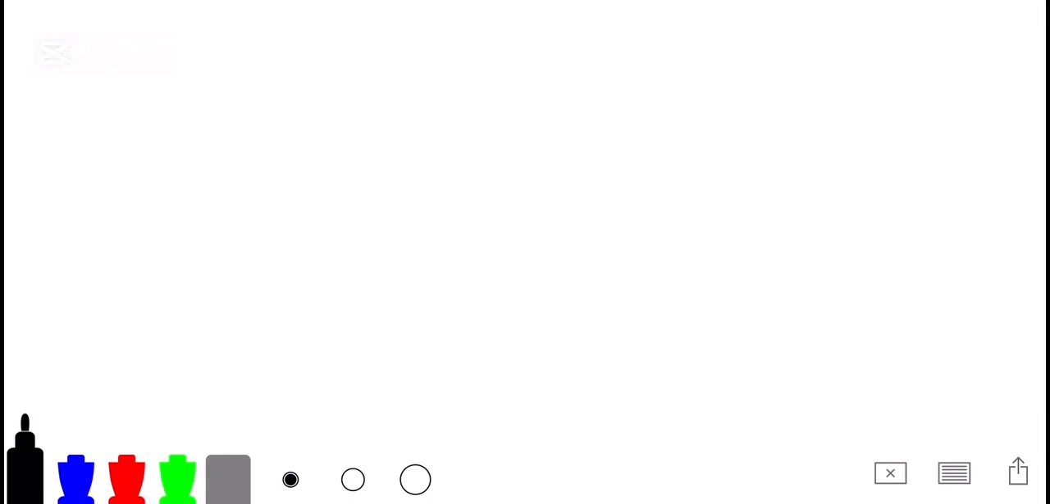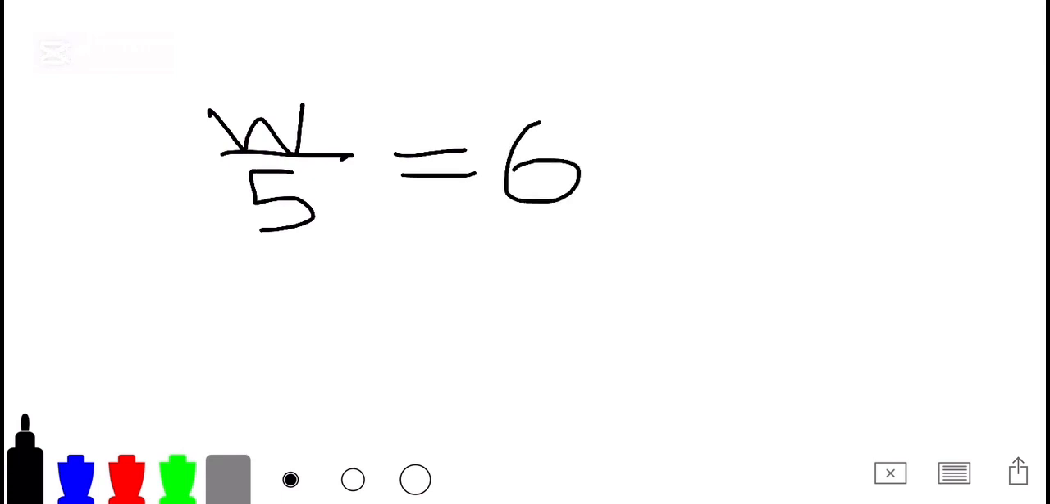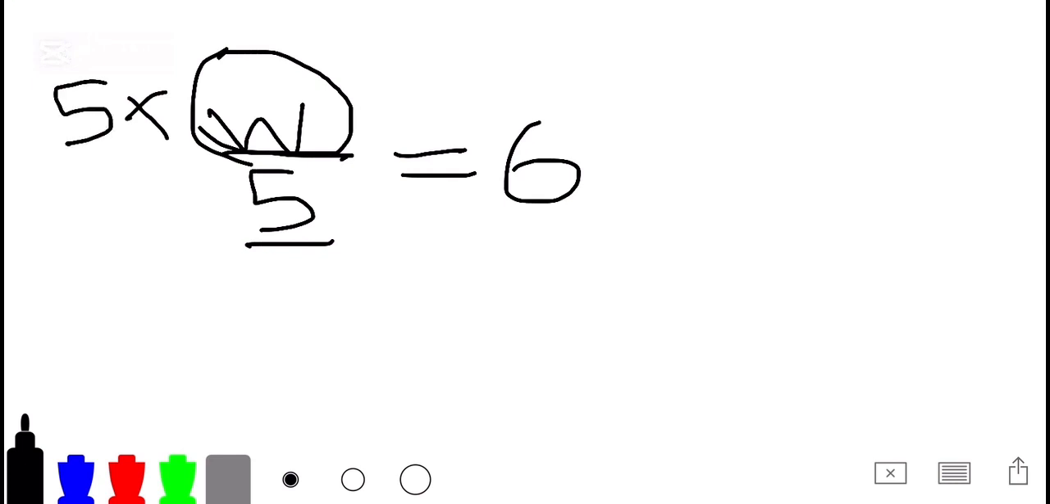I'll give you one more. So w over 5 equals 6. This might seem intimidating, but it's actually really simple. So what this tells us is w is being divided by 5. And the opposite of division is always multiplication. And in order to isolate w, which is our main goal here, we must multiply. So times 5 on top over here, that's how you show your work.